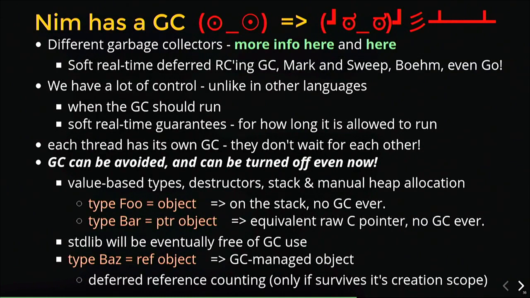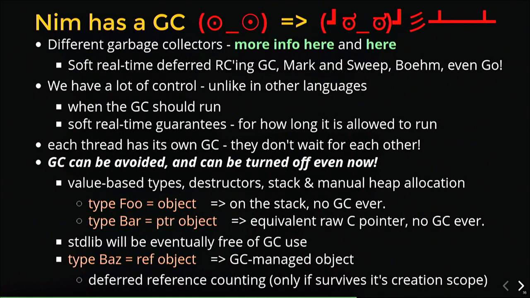So if we're dealing with simple objects and value-based types, destructors, stack and manual heap allocation, we can write code as if it's C++ in Nim. But only if we use ref object, which is here at the end. That means that those objects will be GC managed. And even in that case, we won't always have to deal with the GC.